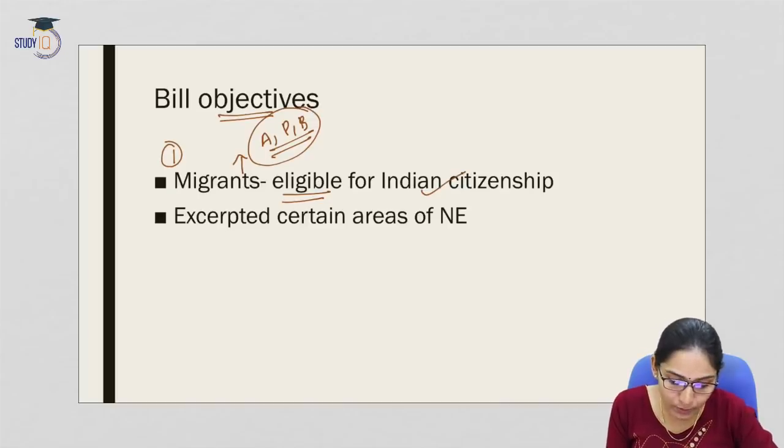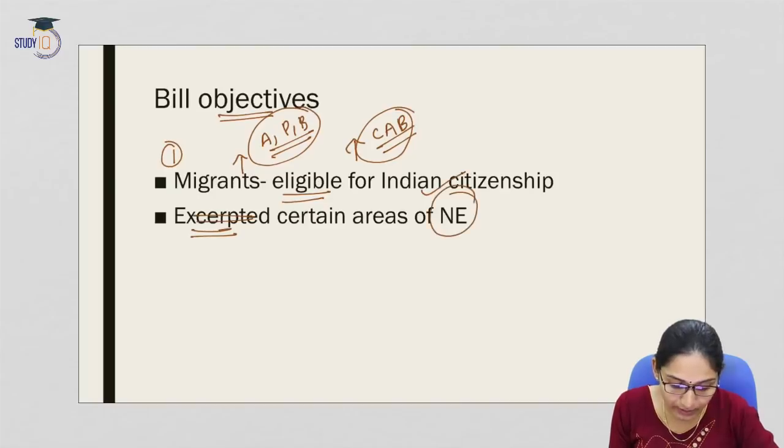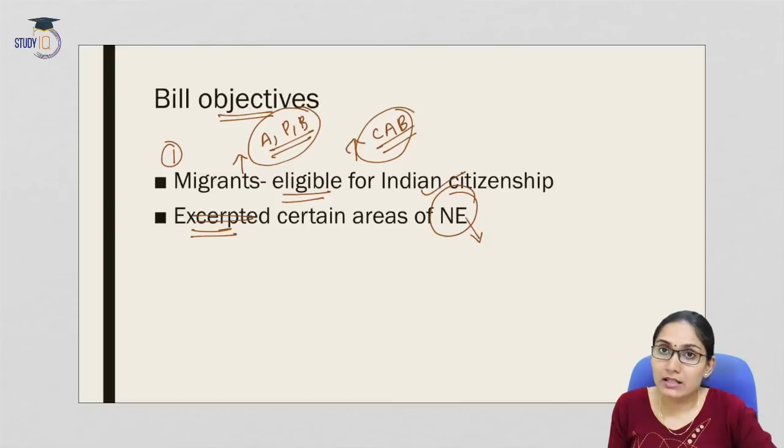And in this revised version of the Citizenship Amendment Bill, the centre has exempted certain areas of the northeast. This is because the bill is facing protest in certain areas in the northeast. So in this revised version of the CAB, the government has exempted certain areas in the northeast in order to avoid protest and violence among the people.